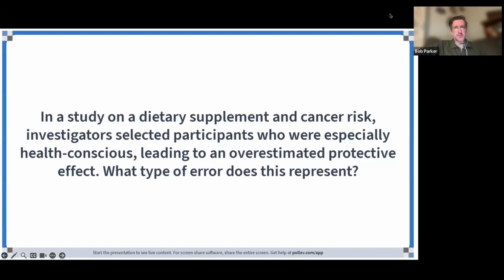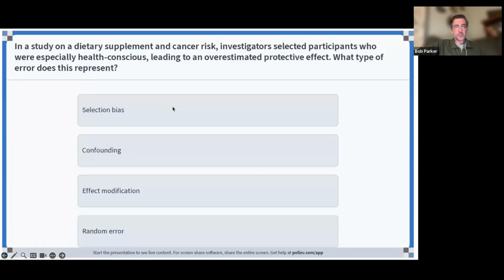Sorry. In a study on a dietary supplement and cancer risk, investigators selected participants who were especially health conscious, leading to an overestimated protective effect. What type of error does this represent? We have selection bias, we have confounding, we have effect modification, and we have random error.